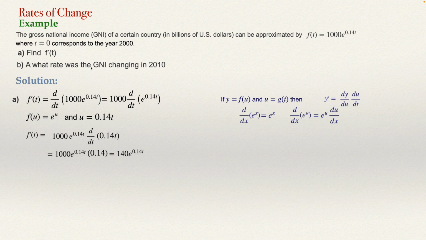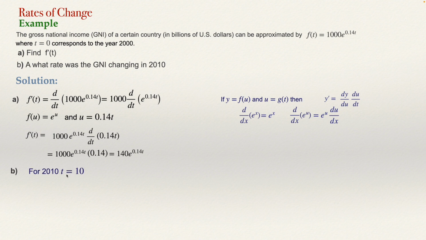In this case, the question is what was the rate of change of the GNI when the time is 2010, or better, when the value of the time equals 10, because t equals 0 corresponds to the year 2000. So to answer question B, we know the rate of change at any moment, at whatever time, and now we want to know the rate of change when t equals 10.